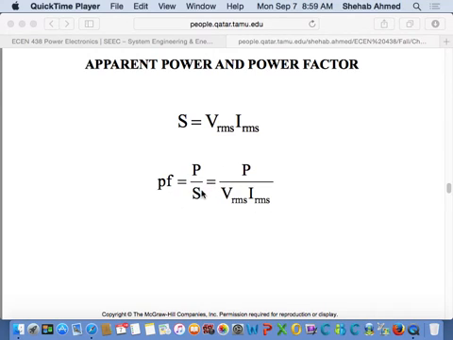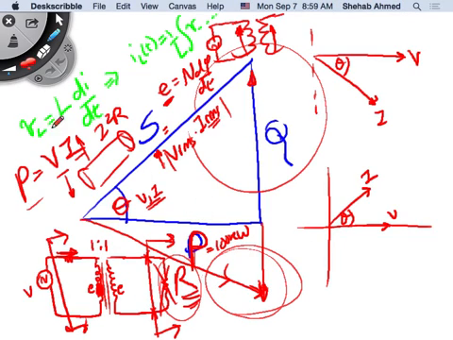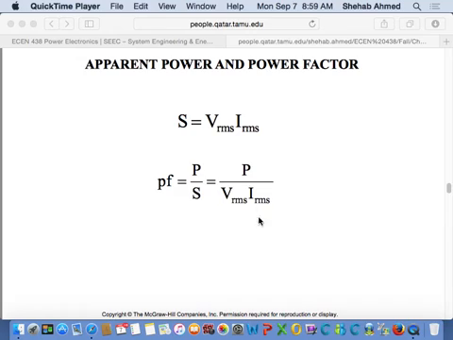Again, this is just from the trigonometry, right? If you go to the triangle, we will find that, we said that apparent power factor is cosine theta. This is called power factor. And we said that P is equal to S cosine theta. Right? So power factor is equal to P over S, for example. So this is just the trigonometry, right?